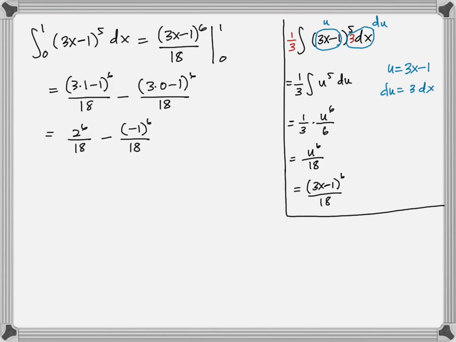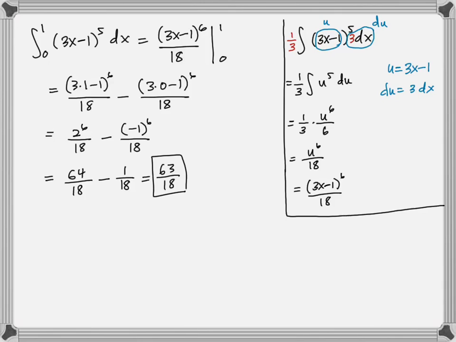Okay, so this is 2 to the 6th over 18 minus negative 1 to the 6th over 18. Let's see, 2 to the 6th, 32, 64. 64. Negative 1 to the 6th is going to be positive 1. And I get 63 over 18. Okay, so really all I did was substitution and then add on the extra step of plugging in the limits, and that is a perfectly good way to do this problem.